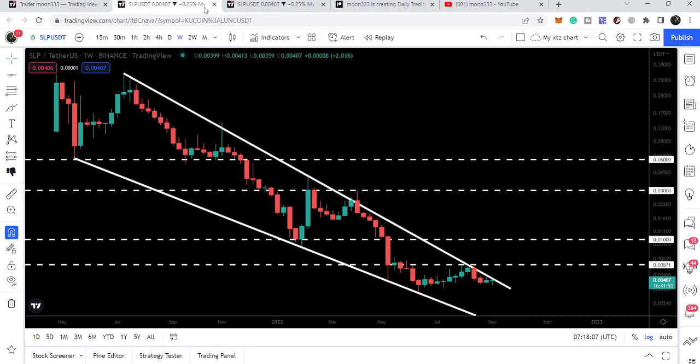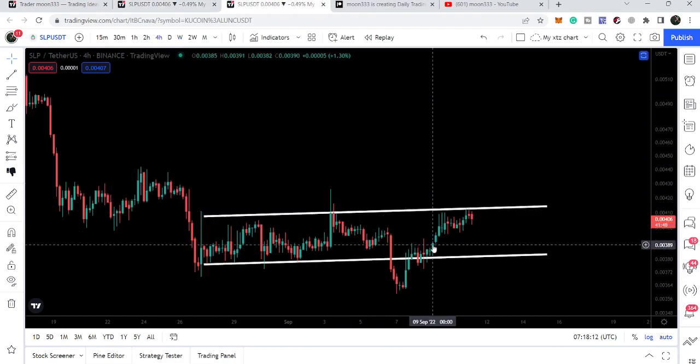SLP token has once again reached the resistance of a very big falling wedge pattern and also has formed this parallel channel as well. And in today's analysis, we will take a look at this move.